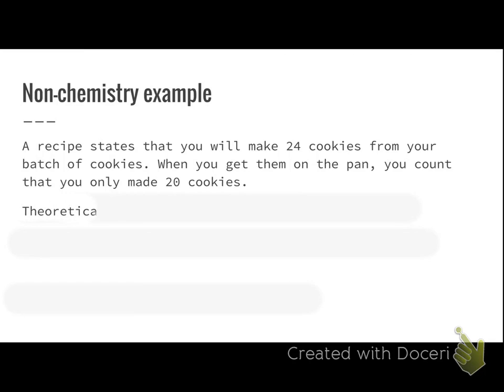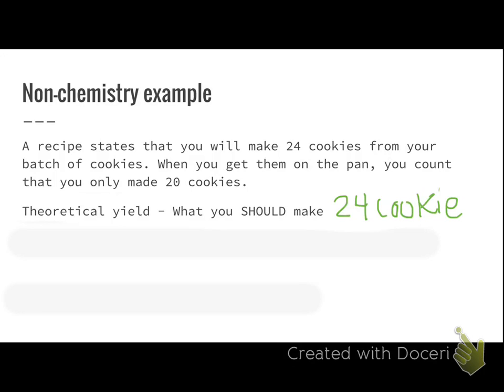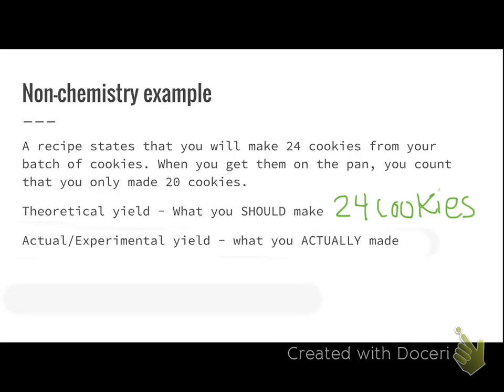Now, what we call this, we can call this our theoretical yield, what you should make. So we should have made 24 cookies. Then we have another term that we're going to be using, and that's called the actual or the experimental yield. And this is what you actually made. So our actual or experimental was 20 cookies.